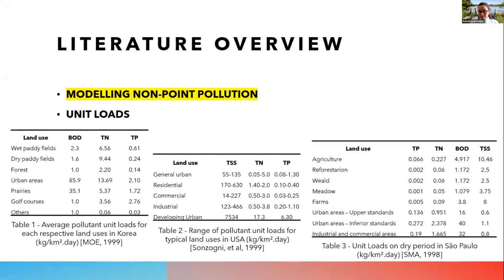estimated during dry periods and are separated for each land use and each constituent. They vary by many orders of magnitude from each one of the land uses and from the constituents themselves. Here on these 3 tables, we have the difference between many regions, showing that specifics of the area and specific uses of the area have to be shown in those studies. As in Korea, we have wet and dry paddy fields, and in the United States and in São Paulo, for example, we have different standards for urban areas.